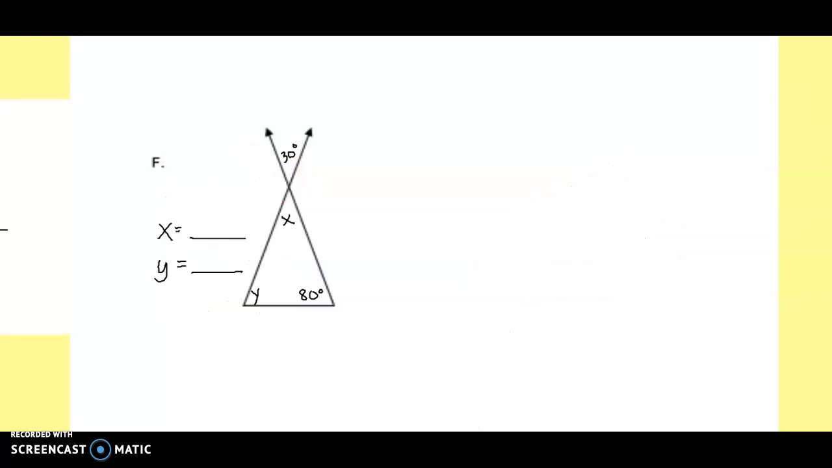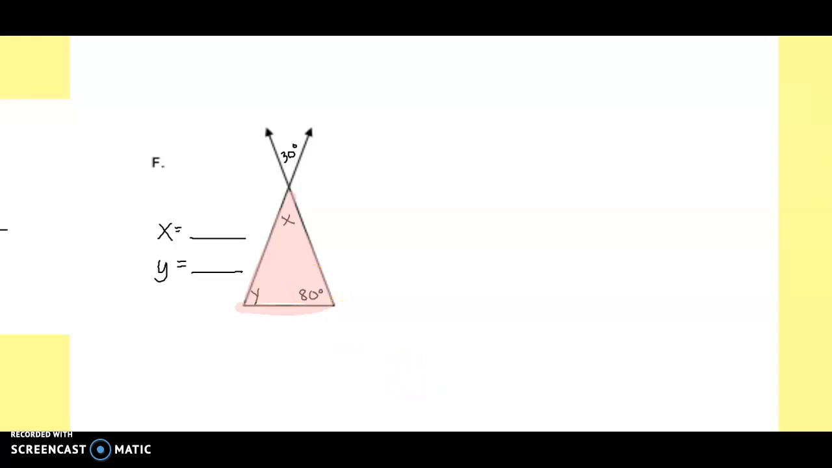Okay, one more here. I didn't realize there's an F. So let's take a look at it. Here's my triangle. I know that my x and y are inside, and that's what I'm trying to find, the value of x and the measurement of angle y. So looking at my triangle, I only know 1 out of 3. I can't do anything right away.